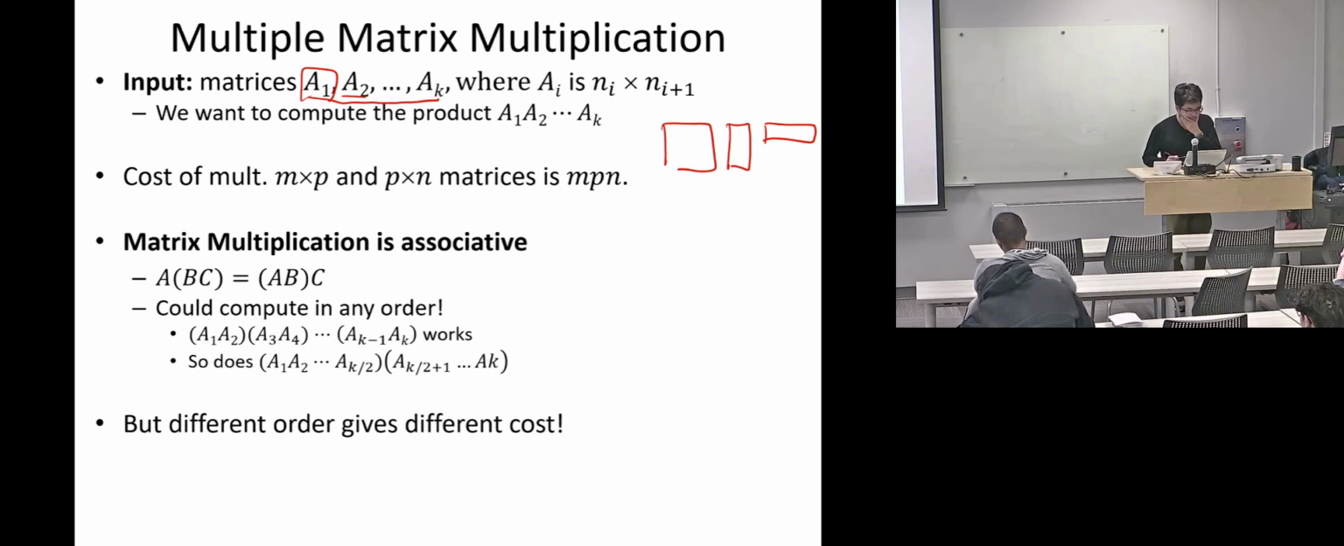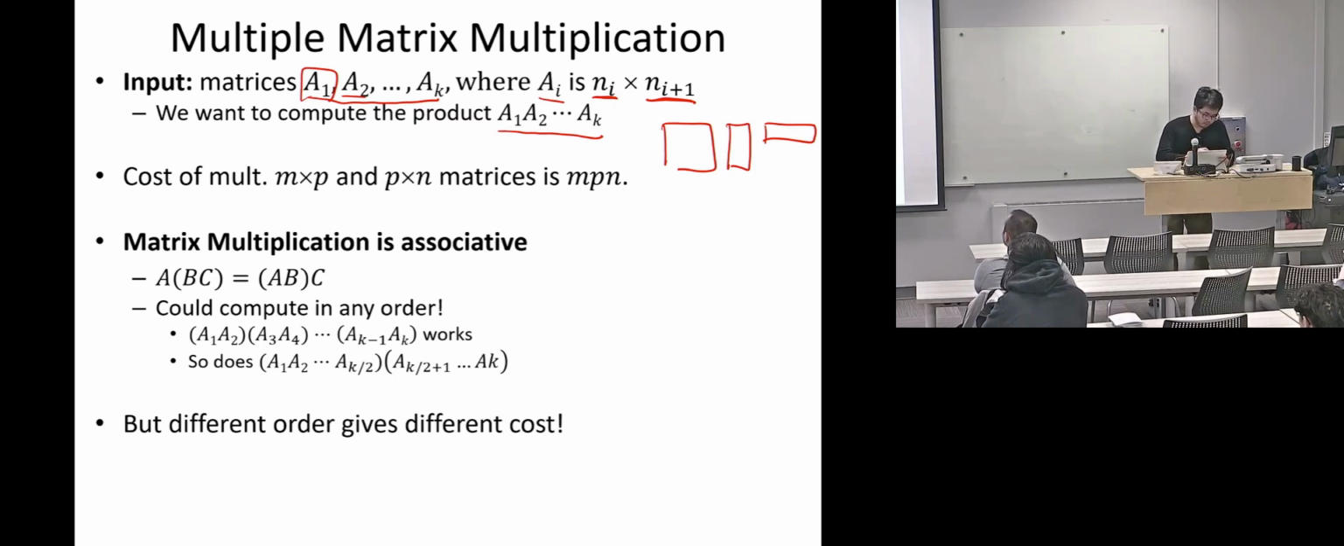Okay. So it must be that Ai is of size Ni times Ni plus 1. And we want to compute this product. You have a bunch of matrices, and you want to just multiply them together. That's what we want to do.